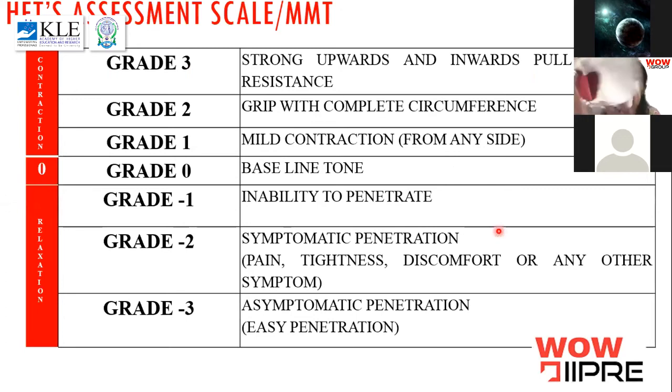So in HATES MMT, first of all, we check the grades for hypertonous pelvic floor and pain in the pelvic floor. So we start from -1, -2, and -3. Whenever you are examining a patient with a per vaginal examination, and the patient is not allowing you to penetrate because of pain, tightness, or discomfort, that is known as -1, inability to penetrate. -2 is symptomatic penetration. Penetration is possible, but it is with pain, tightness, and discomfort. And -3 is a complete pain-free penetration.